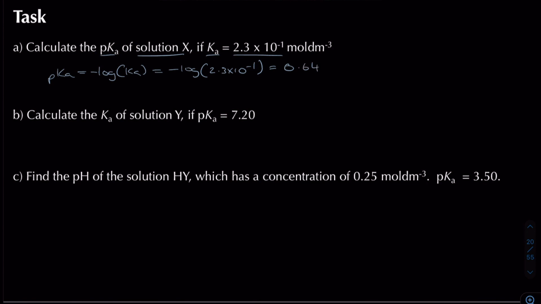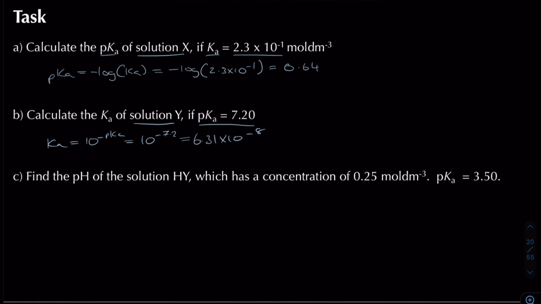0.64 itself. So in that case, what if we're asked to calculate a value for Ka in the next question, of solution Y, if pKa is equal to 7.2? Well, we know that Ka is equal to 10 to the minus pKa, which is going to be equal to 10 to the minus 7.2 in this instance, and so I end up with a value of 6.31 times 10 to the power of minus 8.